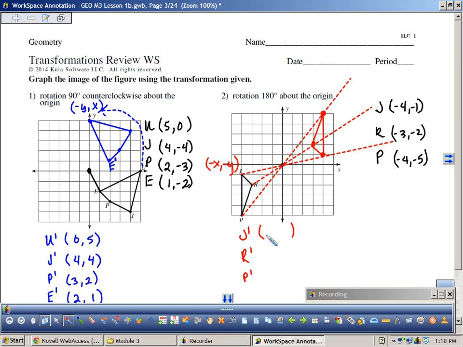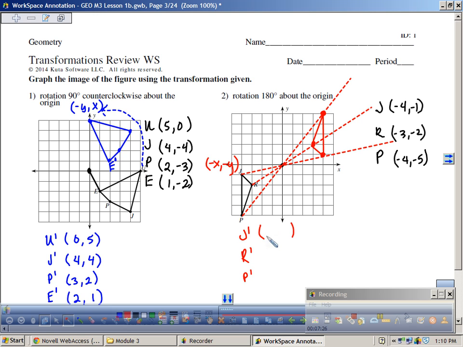What would J prime be? 4, 1. What would R prime be? 3, 2. What would P prime be? 4, 5. I want a show of hands. How many of you would rather just reflect it visually?